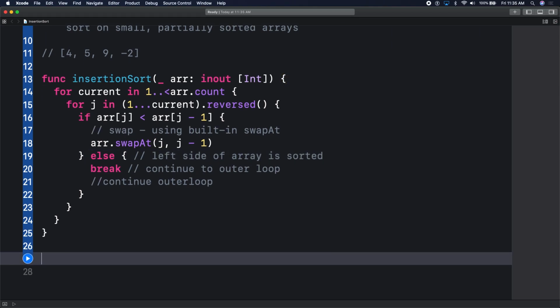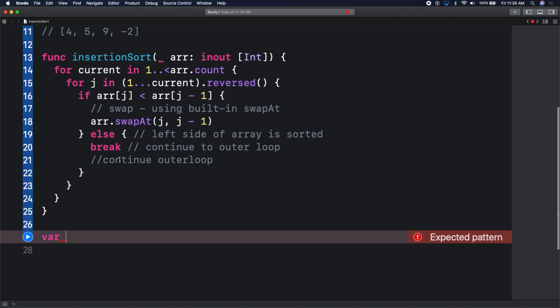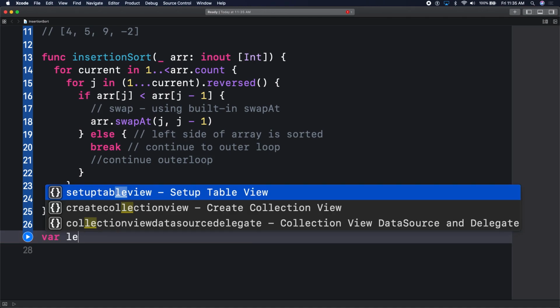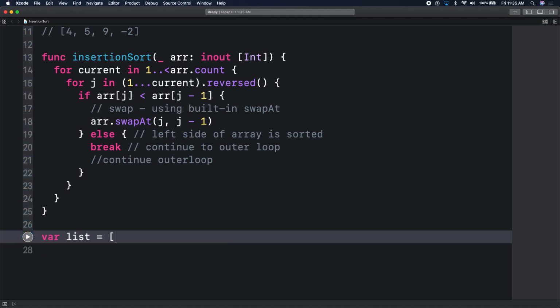And somebody give me a list we could use. We have 1, 4, 5, 9, and 2. We could use a different one, or we could use this one. It's fine. All right, so we'll use the same one. List: 4, 5, 9, and minus 2.